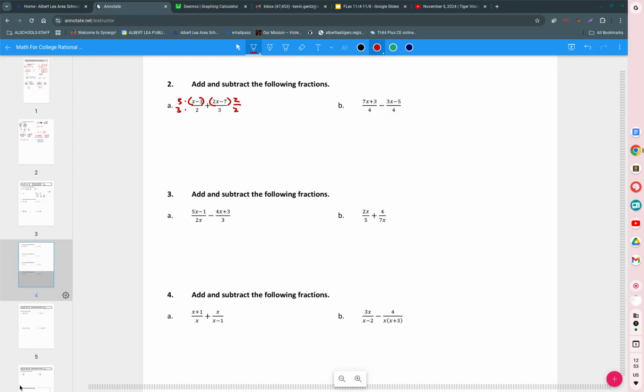And so I need to distribute the 3 through, and I get a 3x minus 9 over 6. And I get a plus 4x minus 14 over 6. 3x plus 4x is 7x, and negative 9 and negative 14 make negative 23.